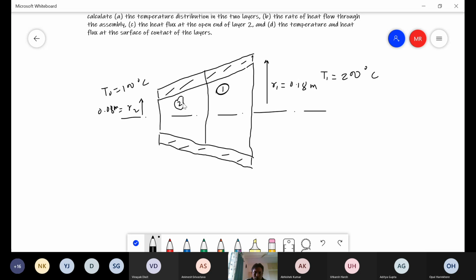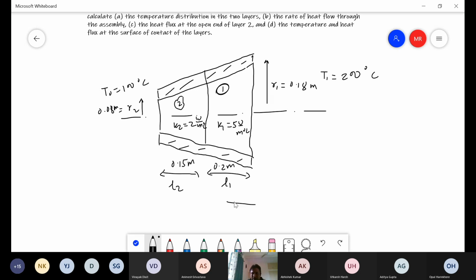This is 2. Thermal conductivity is also given. So K2 is 2 and K1 is given as 5 watt per meter degree Celsius. So this is what has been given. This thickness is 0.15 meter, and this thickness is given as 0.2 meter. So this is, let's say, L1 and this is L2.